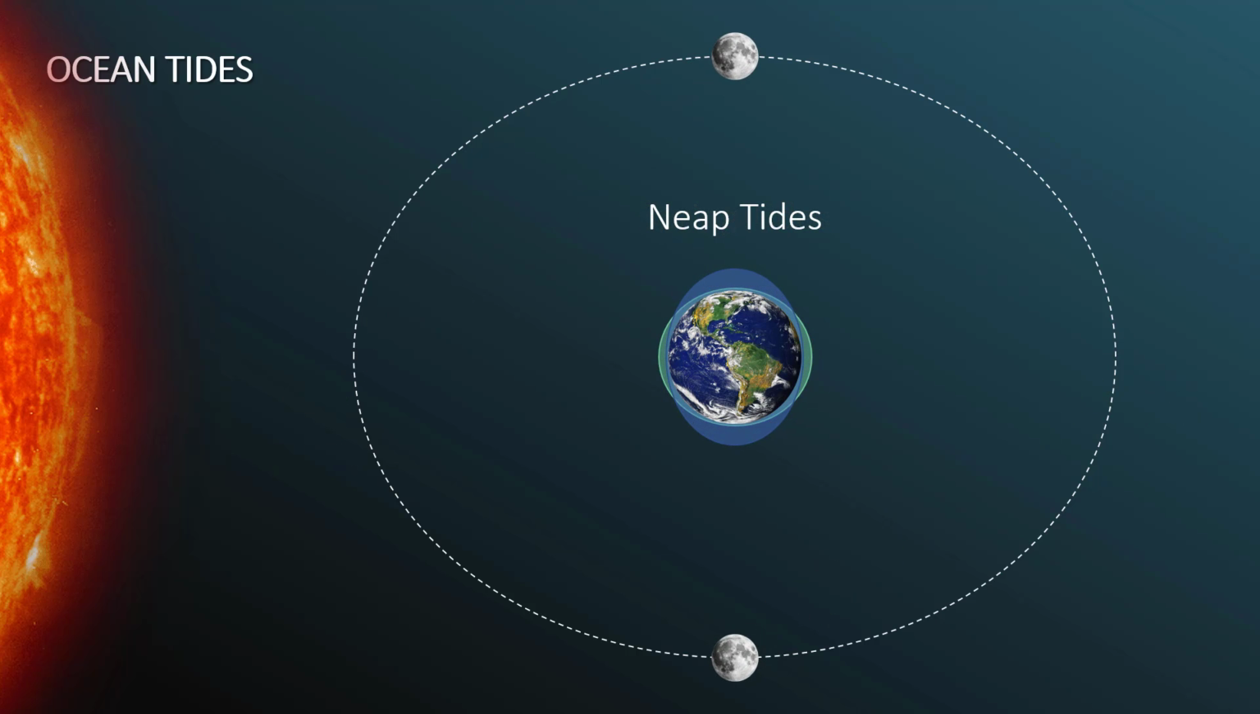Conversely, if we have conflicting effects, so the moon is pulling one way and the Sun is pulling another way, well, that means the high tides are not as high and the low tides are not as low. And these are known as neap tides.